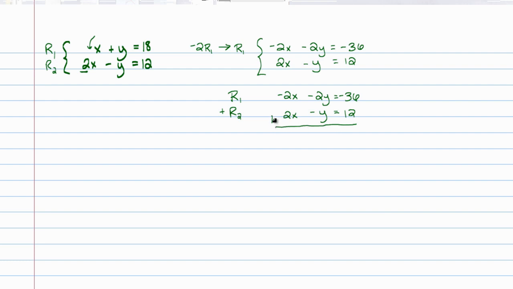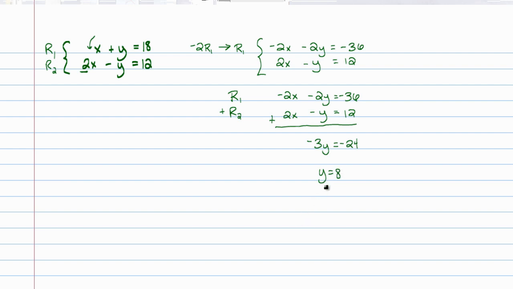Write a little plus sign there. Negative 2x plus 2x, that disappears by design. And so we have a negative 3y is equal to negative 36 plus 12, which is negative 24. And when you divide both sides by negative 3, you get y is equal to 8.